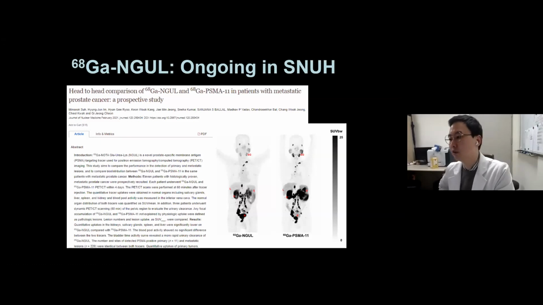And now we are in the phase 1 clinical trial, and we have ended the screening. After that, I think we might move on to phase 2 and 3 and for the clinical approval.